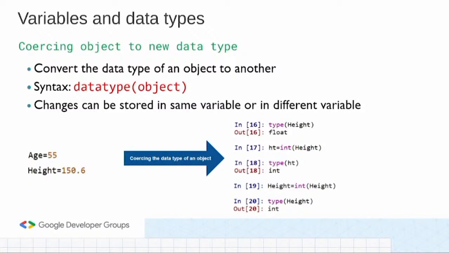Now if I get the type of ht, the output is int, which means height has been converted to an integer data type. Now if I want to reflect the changes in the same variable name, I will just say height equal to int(height). Earlier the height was float, and now the operation is done. If you check the type of height again, the output you will get is int. So this is how you would coerce an existing object to a new data type.